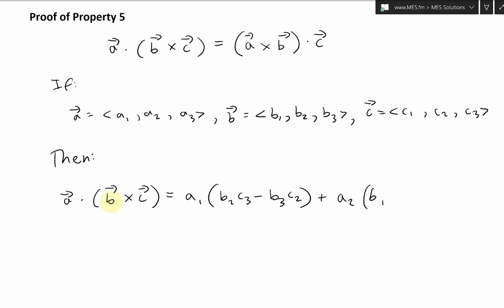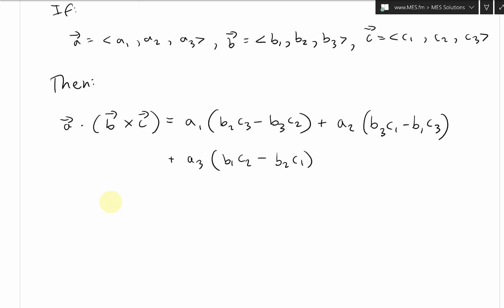Remember, initially it's supposed to be negative, B1 C3 minus B3 C1. I'm going to get rid of this negative, put a plus, and make this negative. So put this first. In other words, we get B3 C1 minus B1 C3. Let's write it like that. And the next one is going to be the third component. It's going to be A3 multiplied by, well, we know this one, B1 C2 minus B2 C1.